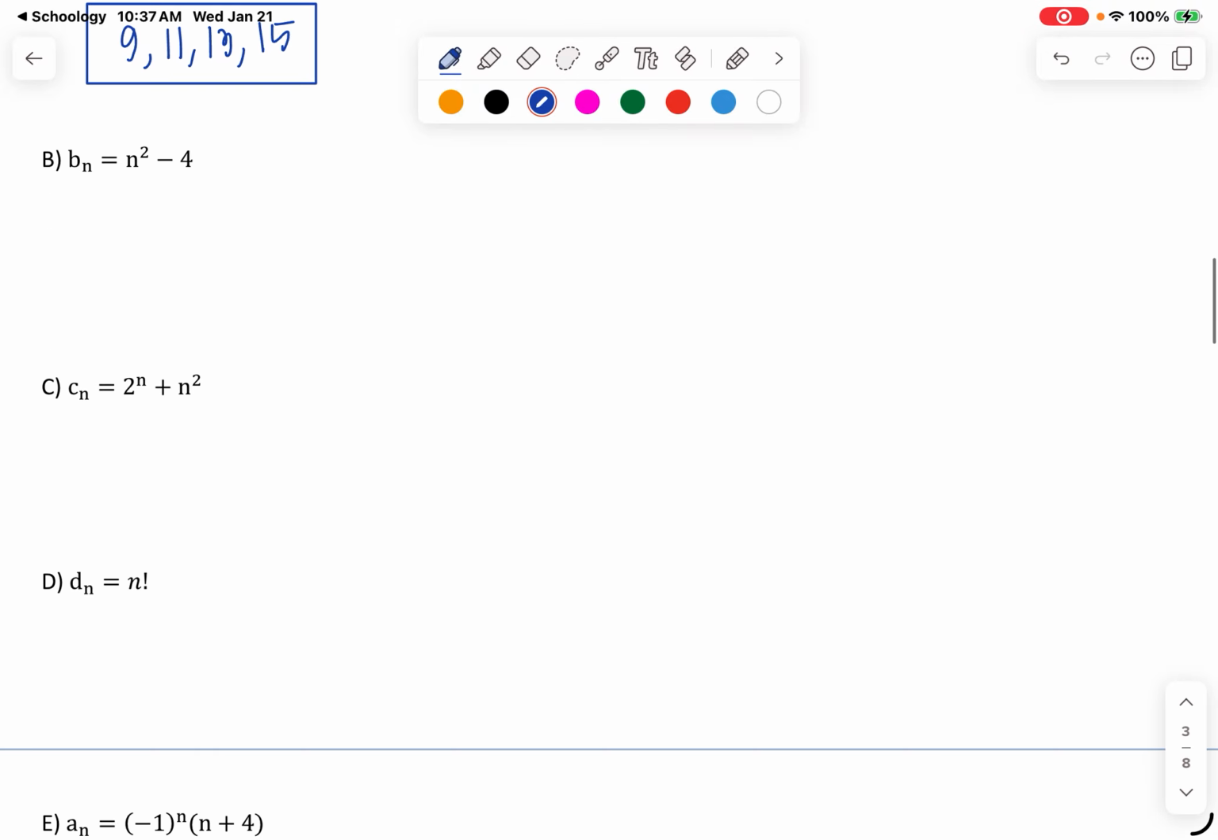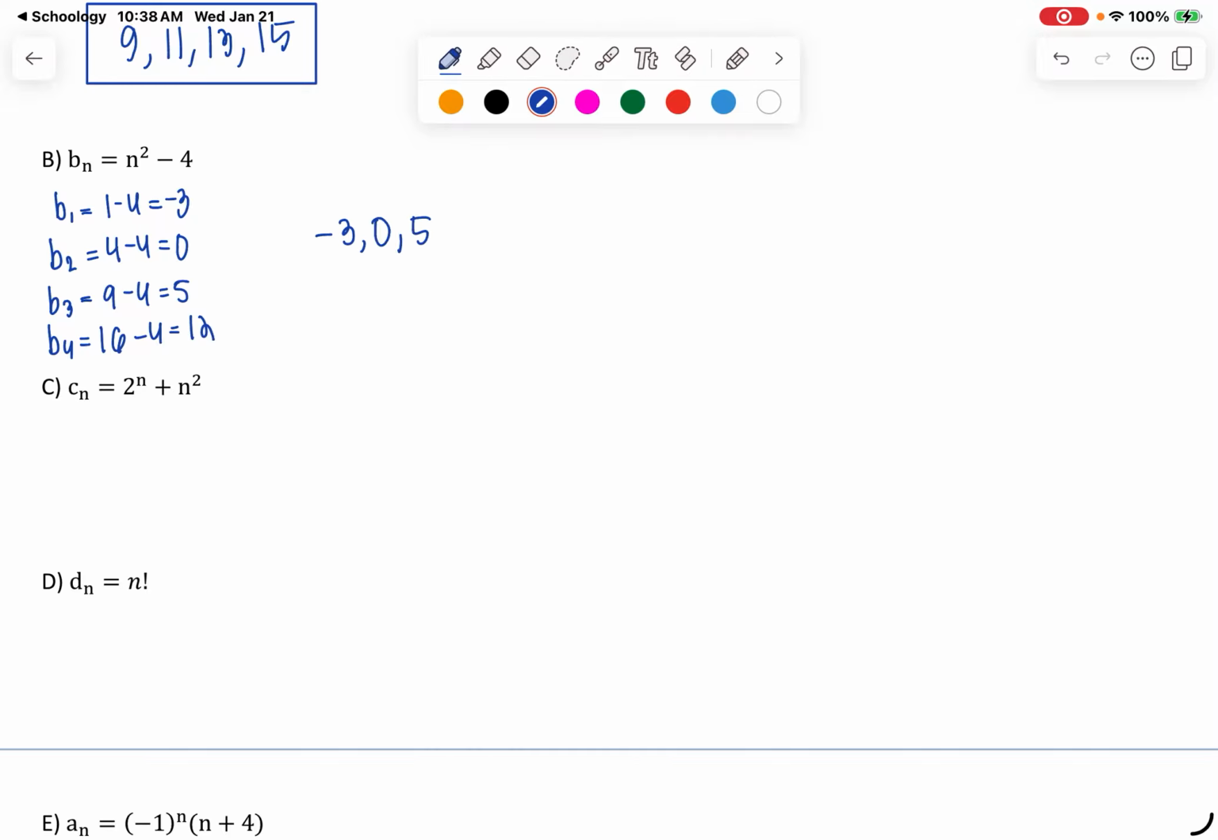All right, the next one right here, this is a quadratic. We're going to find b sub 1. So we're going to plug in 1 for b. We got 1 minus 4, which is negative 3. We're going to plug in 2 for b. We have 4 minus 4, which is 0. We're going to plug in 3 for b. We have 9 minus 4, which is 5. And then we're going to plug in 4 for b. We have 16 minus 4, which is 12. So our first 4 terms are negative 3, 0, 5, 12.